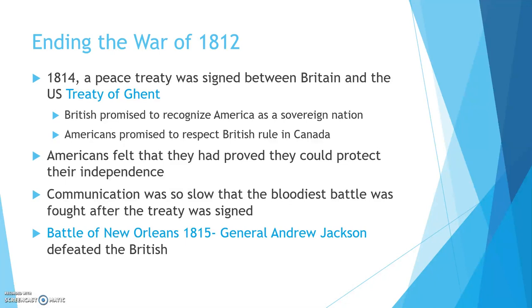Communication was so slow between them signing the Treaty of Ghent because they were in Europe. So by the time they get news in the United States that they had signed this treaty, we actually had our bloodiest battle, which was fought after the treaty was signed. That's going to be fought at the Battle of New Orleans in 1815. The treaty was signed in December 1814, and the battle is going to be in January 1815. So it's about a month in between the two.